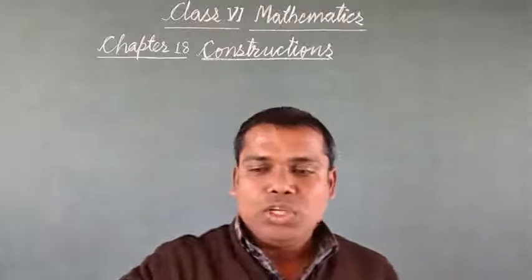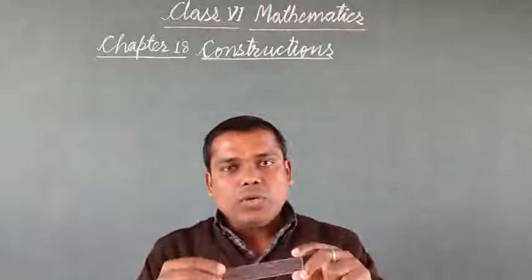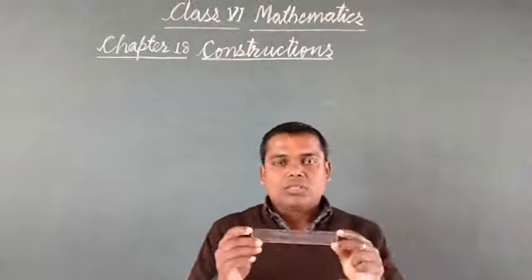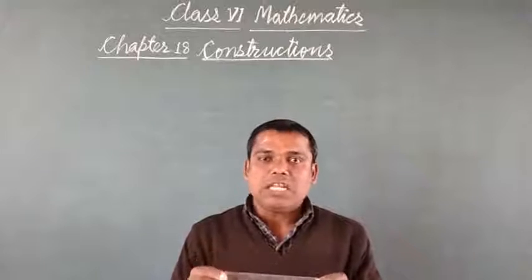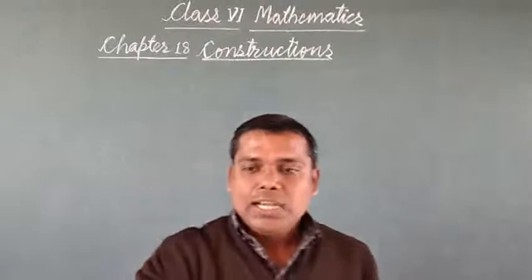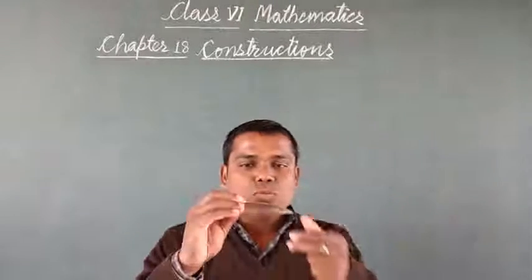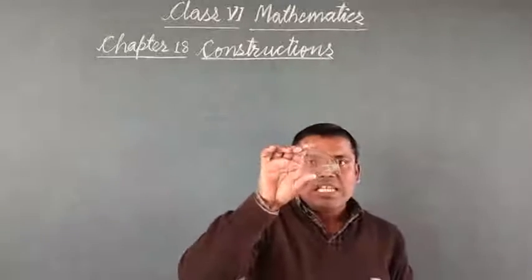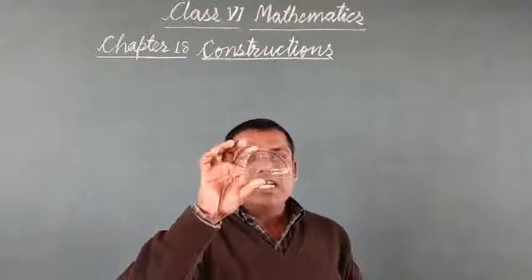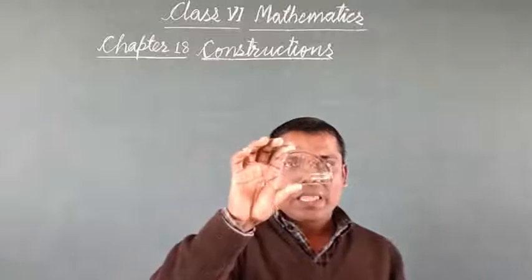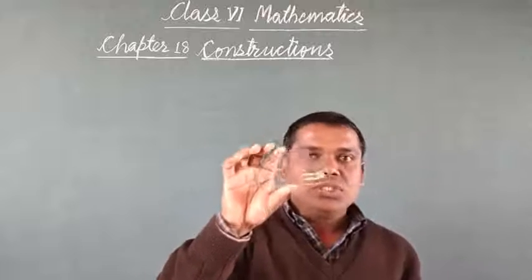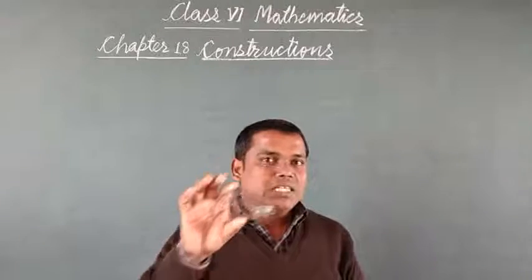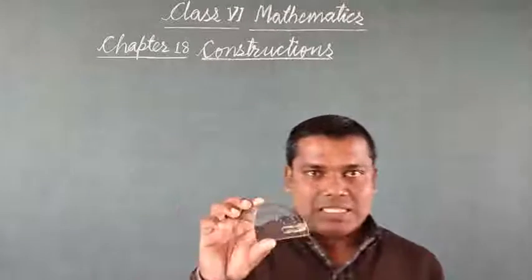You know the use of the ruler. The ruler we use to draw a line segment or to measure the length of a line segment. You must have seen this D-shaped or semicircle instrument. It is called a protractor. Protractor is used to draw angles and to measure the magnitude of angles.